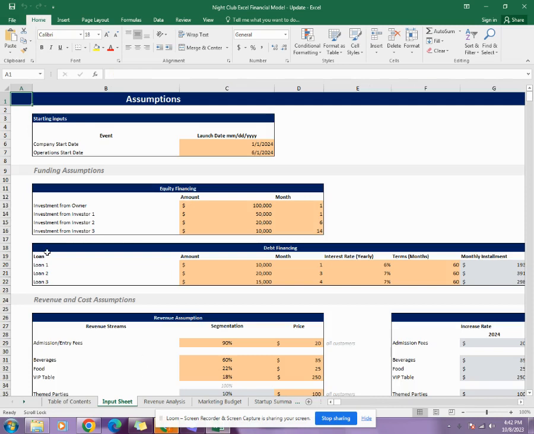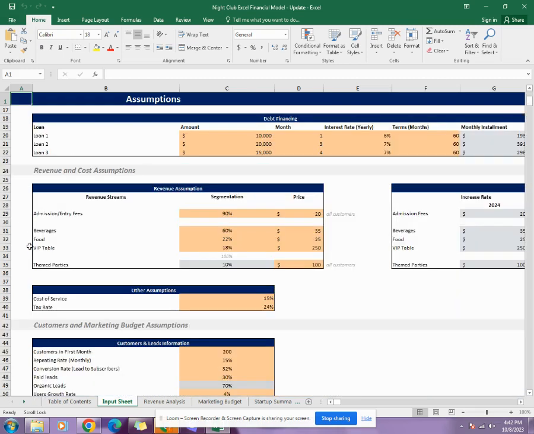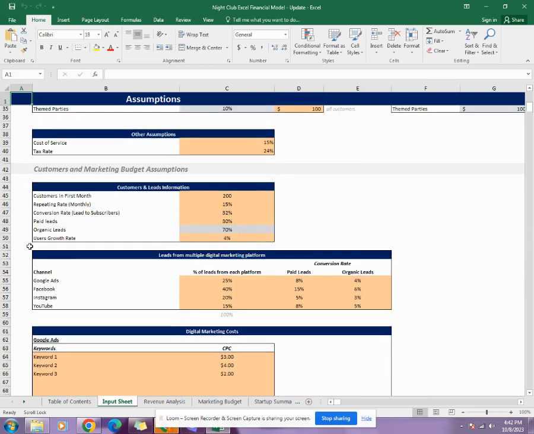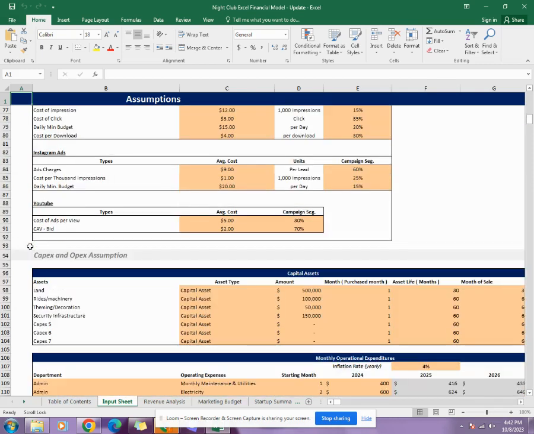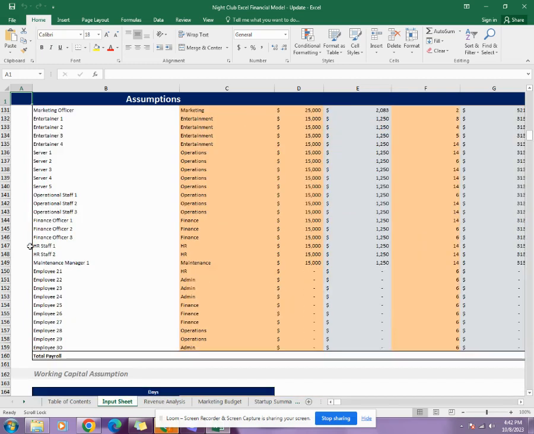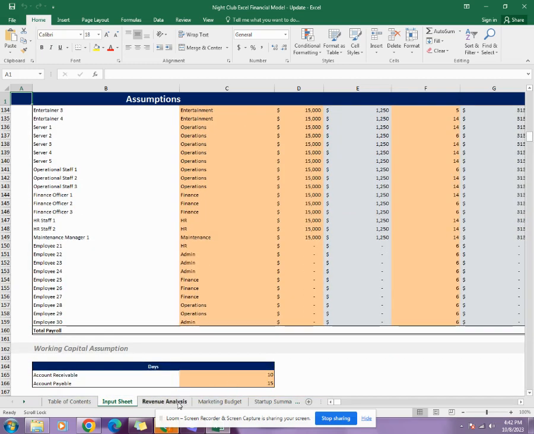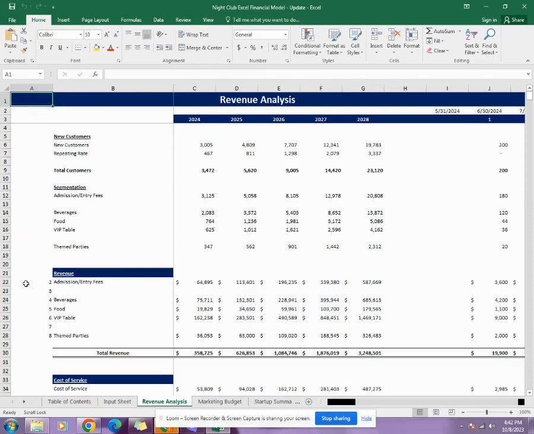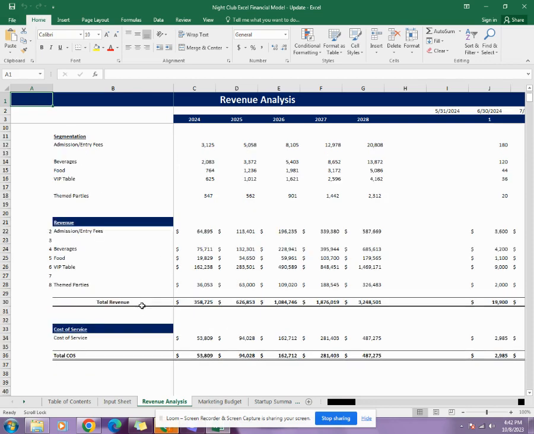Then coming towards the input sheet. As you can see over here, the input sheet includes all the assumptions that are relevant to the business, such as funding assumptions, revenue and cost assumptions, customer and marketing budget assumptions, capex and opex assumptions, as well as the working capital assumptions. Then comes the revenue analysis. The revenue analysis includes the total calculation of customers, and the revenue that is being earned from them and the cost that will be incurred.